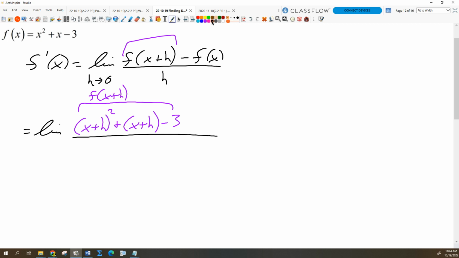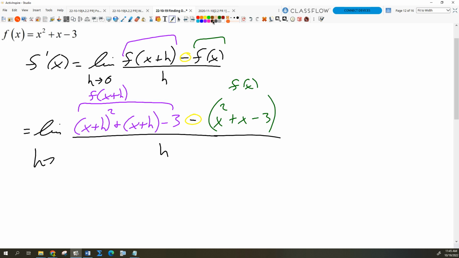Minus, there's my minus sign, right? And now we want to say this part, f of x. Well, f of x, what's that? X squared plus x minus 3. What do I need to do there, though? I'd have to put parentheses or brackets around that, wouldn't I? Because I'm subtracting the whole thing. Subtracting f of x, all over h as h goes to 0.